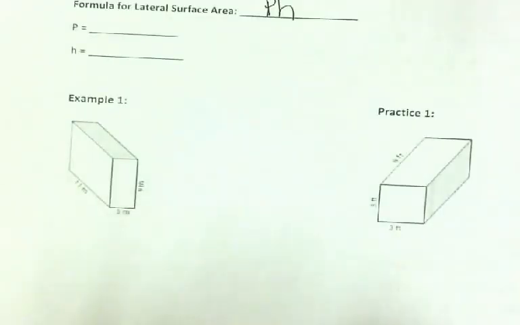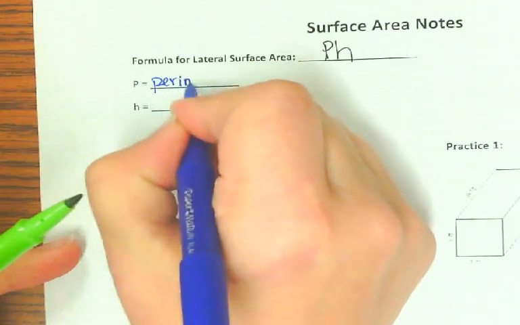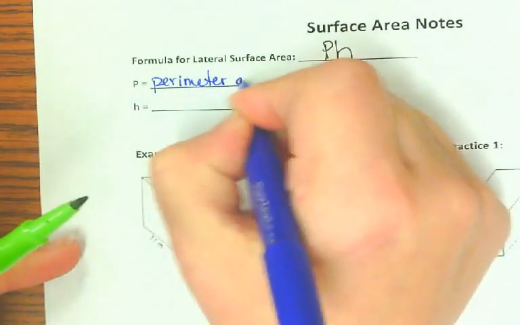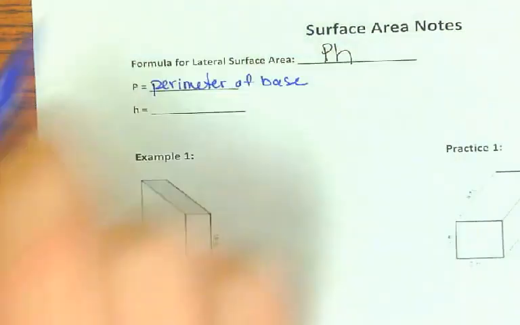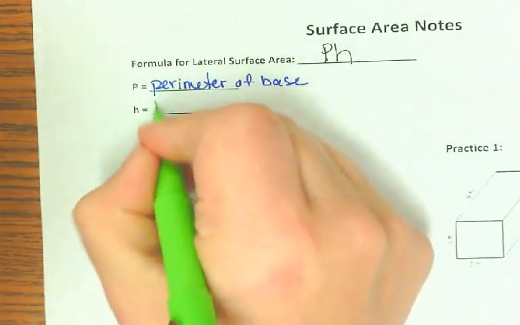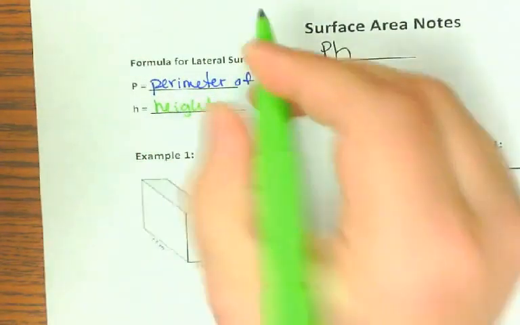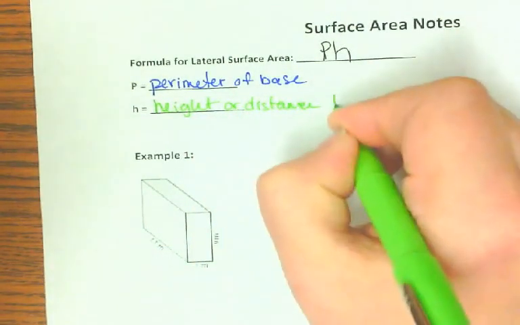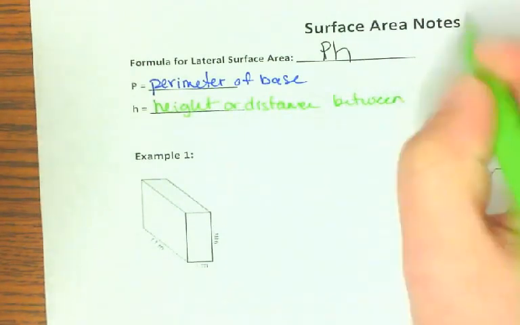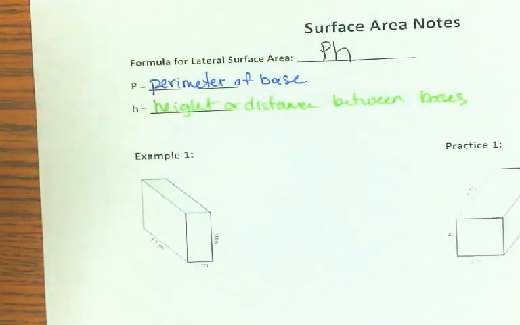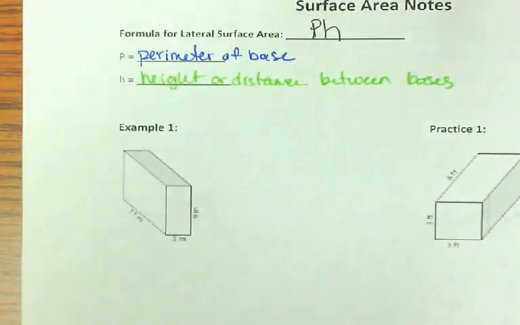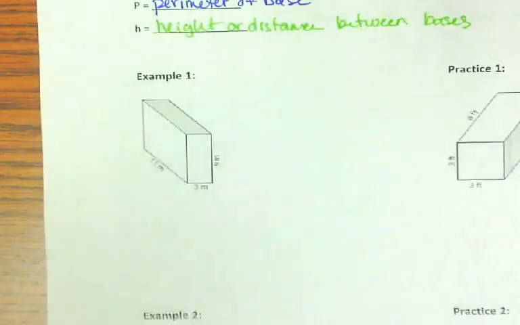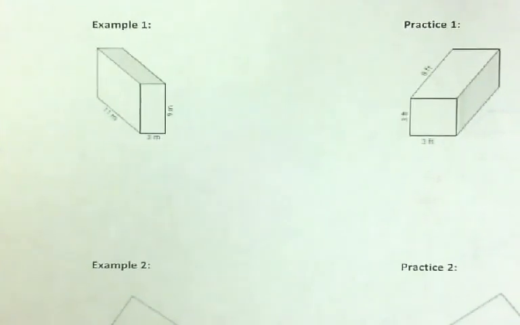All right, so our P is still going to stand for our perimeter of our base. And then our h is going to stand for the height or the distance between the bases again. Alright, so let's look at our first example. Okay, so we have a rectangular prism.